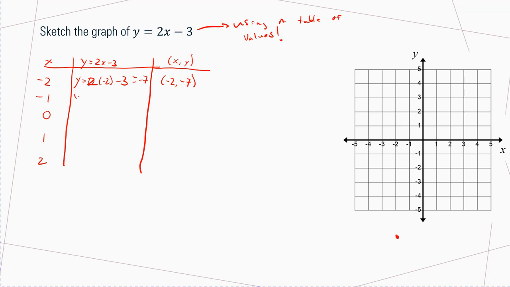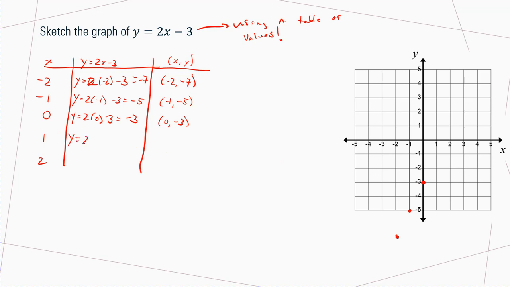Now let's do the next one. Y is equal to 2 times negative 1 minus 3. Well, 2 times negative 1 is negative 2. Negative 2 minus 3 gives me negative 5. So my next ordered pair, the next solution, is negative 1 comma negative 5. So negative 1, negative 5, right there. Y is equal to 2 times 0 minus 3. Well, that's just negative 3. So my next solution is 0, negative 3.